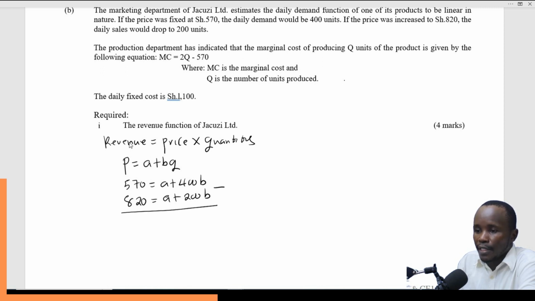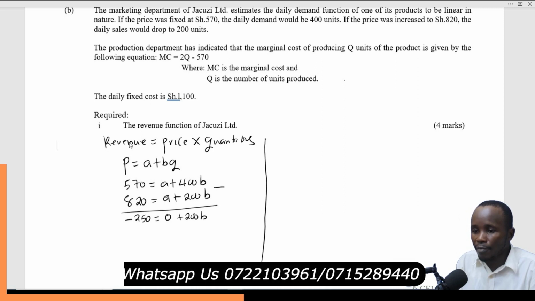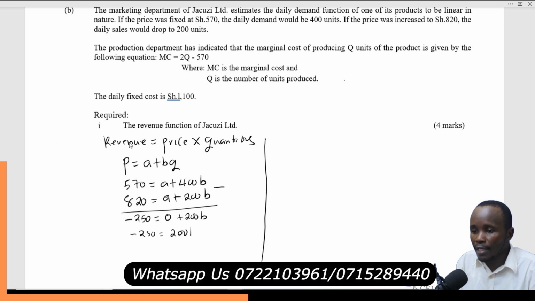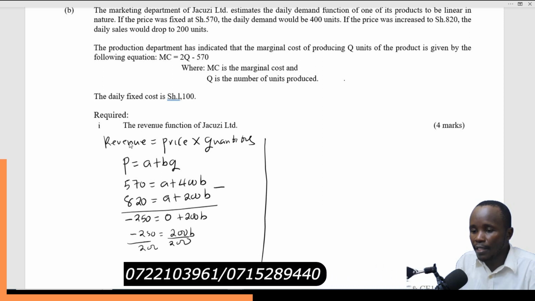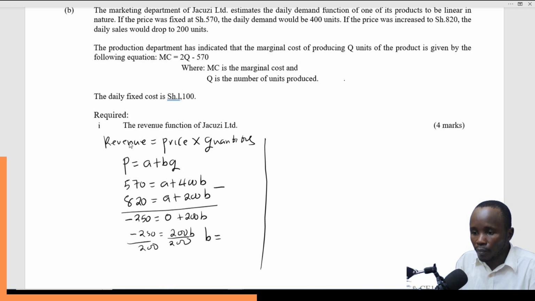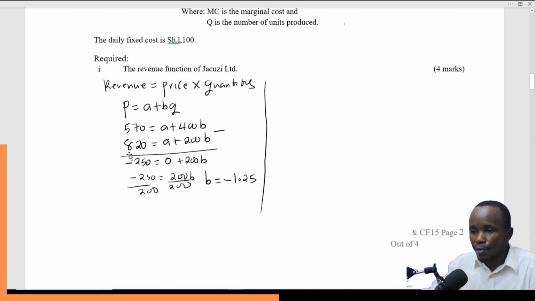If I solve these equations simultaneously, let me eliminate A. This will be 570 minus 820, which gives me negative 250, equals 0 plus 200B. It therefore means negative 250 equals 200B. Dividing by 200, B is equal to negative 250 divided by 200, which gives me negative 1.25.